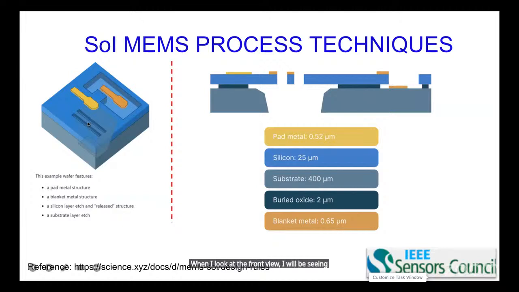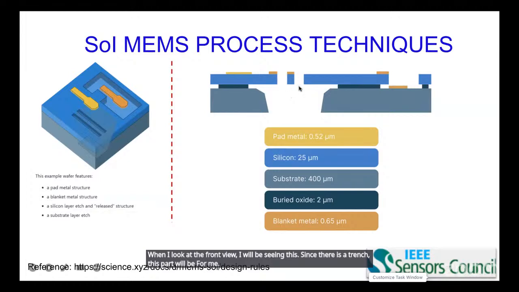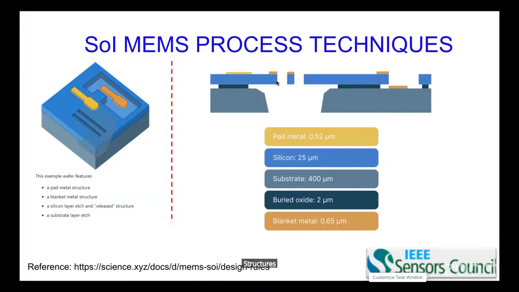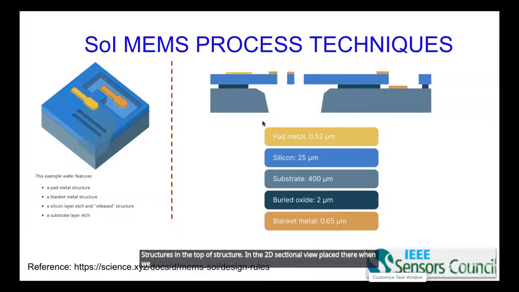Since there is a trench, this part will look like a hanging structure there. That's why we have these structures in the top of the structure. In the 2D sectional view, when we cross-section it, we will not see anything under that. So it will be seen as a hanging structure.